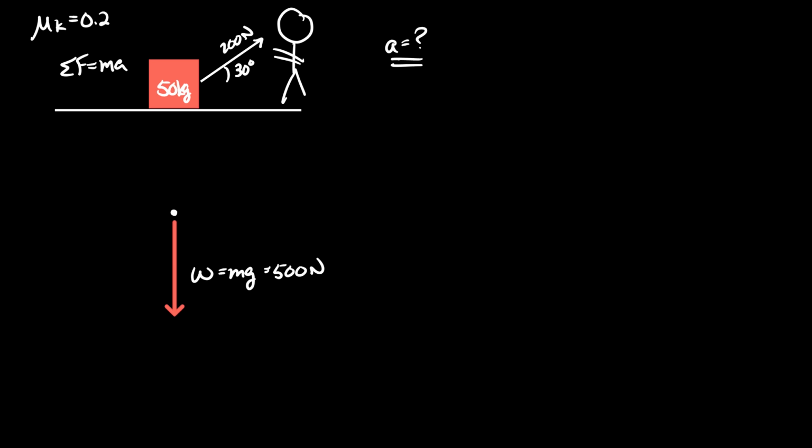And we're pulling on the box, so I can definitely put that one in there, right? So I'm going to draw another arrow like that. It's 200, and it's at an angle of 30 degrees. Is there another arrow I should draw? What other arrow should I draw? The normal force. That's a good one. Now, I'm going to be careful to draw this one a little smaller.